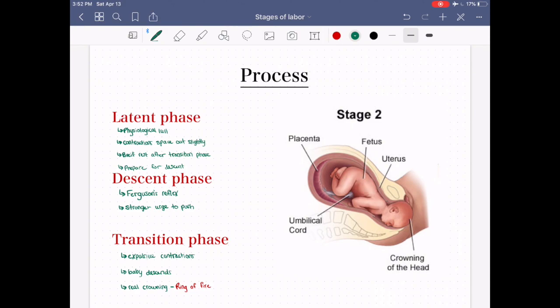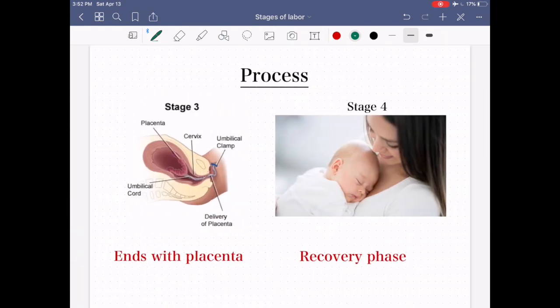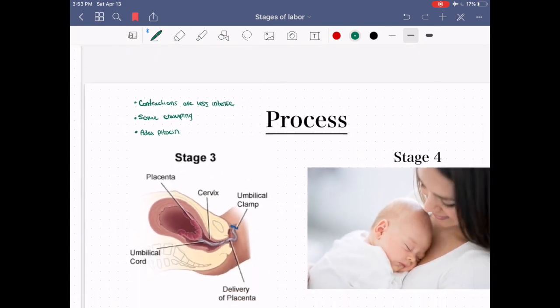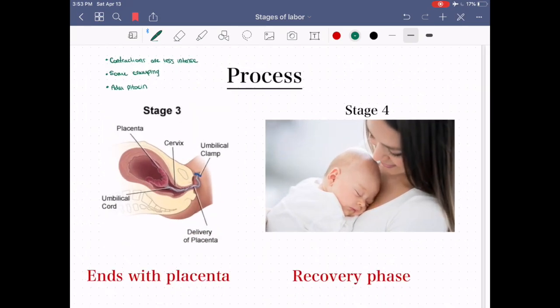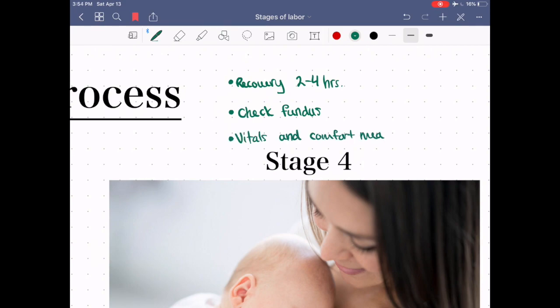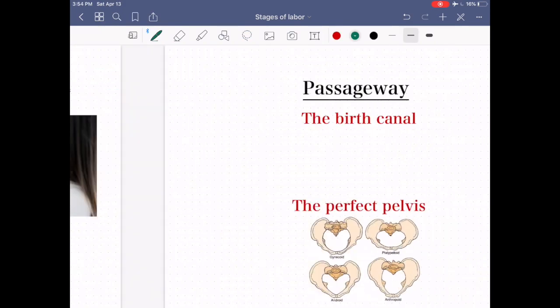And then we have stage 3, which ends with the expulsion of the placenta. The contractions are less intense, which is a sign of separation. There's some cramping. At this point, we do want to administer Pitocin to increase uterine contractions to bring it down to normal size and expel the placenta. Now we have the final stage, stage 4, which is the recovery. This is about 2 to 4 hours after birth. We want to check the fundus every 5 minutes, 3 times, then every 15 minutes. We want to assess the vitals and address comfort measures with the mom.